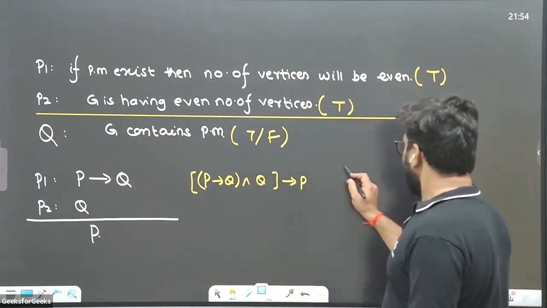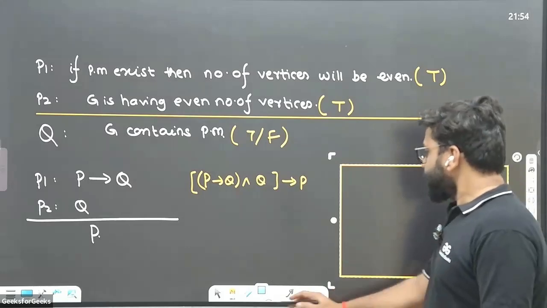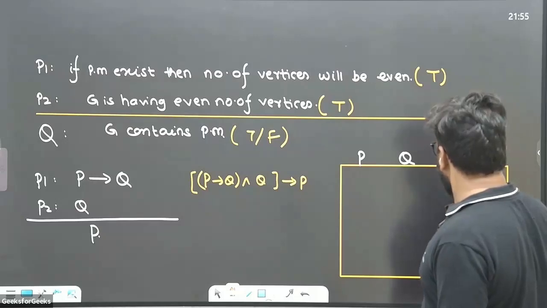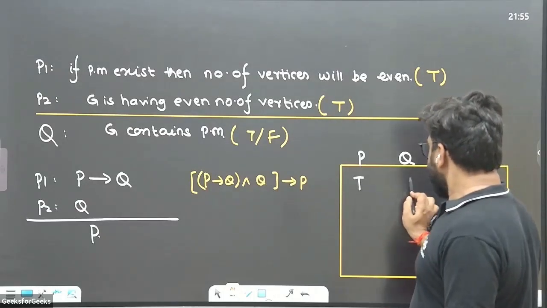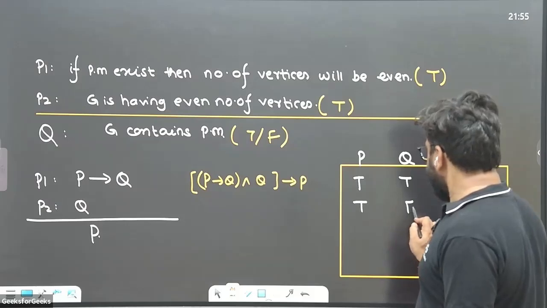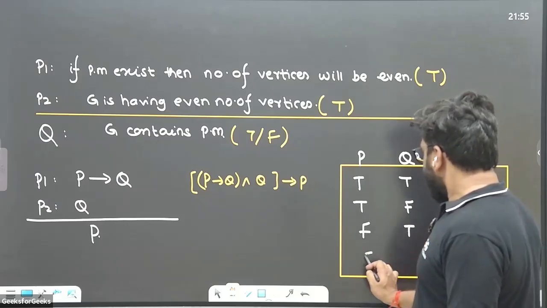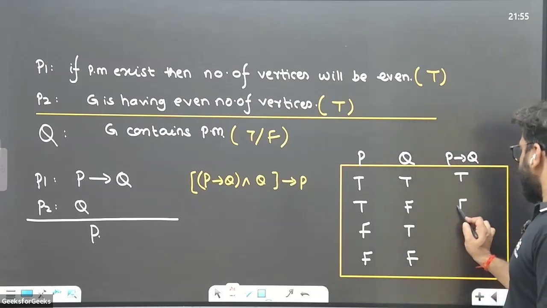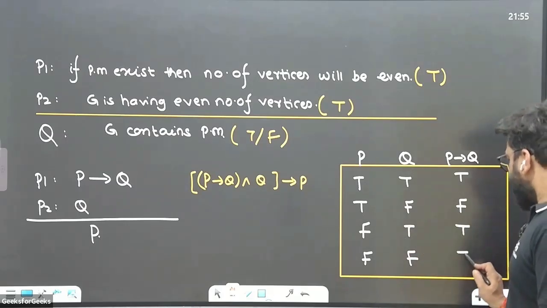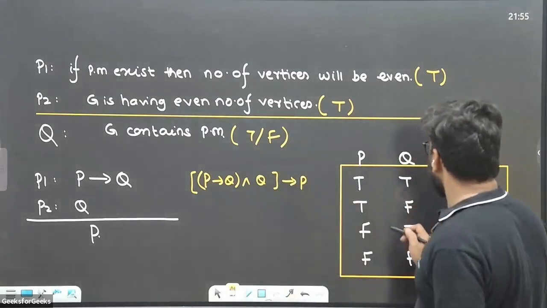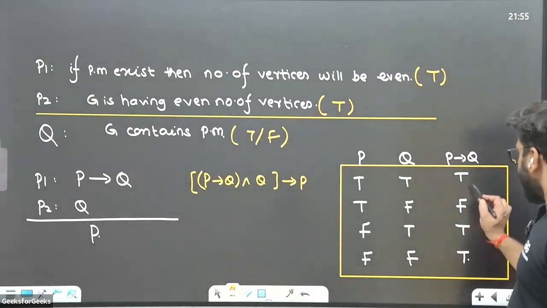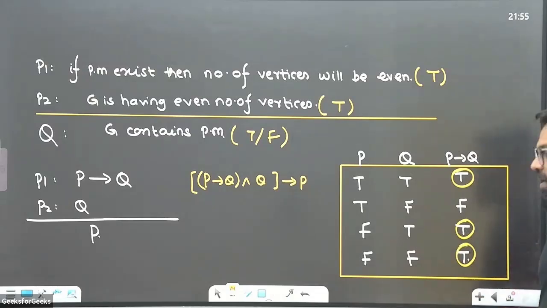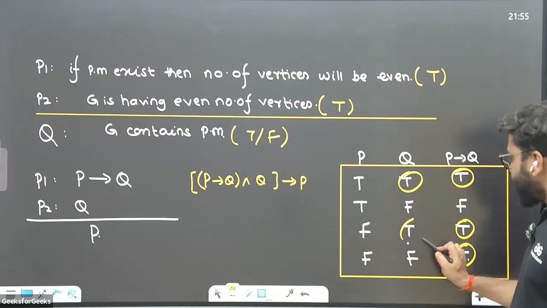Now let's try to have the truth table. The truth table says that this is P, this is Q, this is P implies Q. Here let's consider this is true, this is true, this is true, this is false, this is false, this is true, this is false, this is false. True implies true will become true, true implies false will become false, false implies true will become true, false implies false will become true. Where is your first premise, P implies Q? It is getting true here, here, and here. Where is your second premise? Q. Q is getting true here and here.